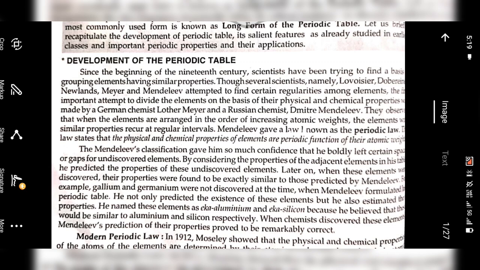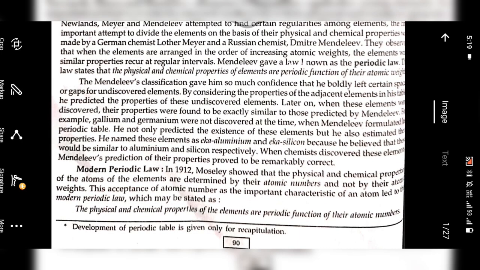For example, gallium and germanium were not discovered at the time when Mendeleev formulated his periodic table. He not only predicted the existence of these elements, but he also estimated their properties. He named these elements eka-aluminium and eka-silicon because he believed that these would be similar to aluminium and silicon respectively. When chemists discovered these elements, Mendeleev's prediction of their properties proved to be remarkably correct.